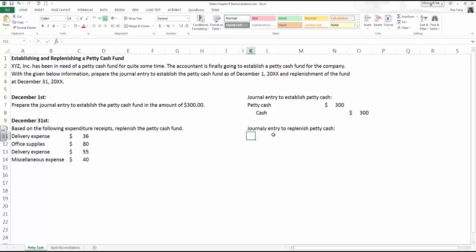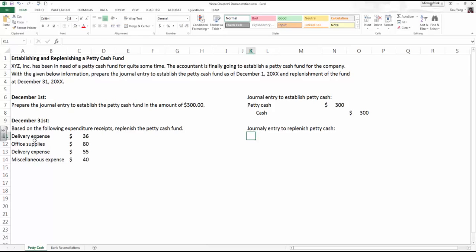So basically during the month, the business will use petty cash for certain things. In this example, we've got delivery expense, office supplies, delivery expense, and miscellaneous expense. At that time, they do not record any of those expenses until the end of the month, where they replenish the petty cash fund. Once they are going through the replenishing of the petty cash fund, they can go ahead and record the expenses.